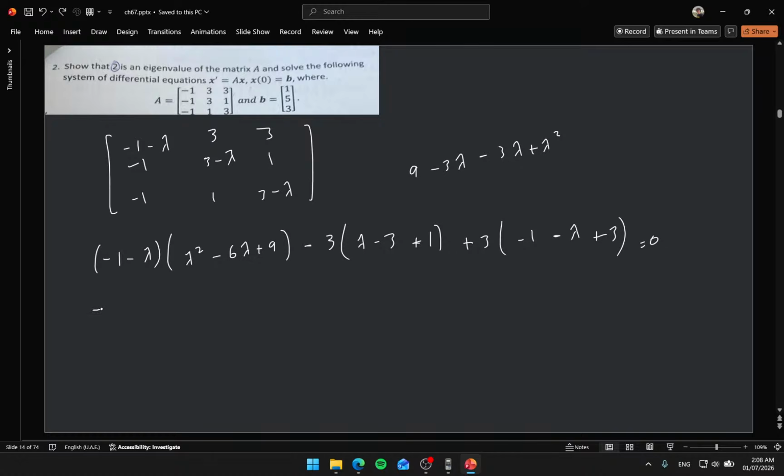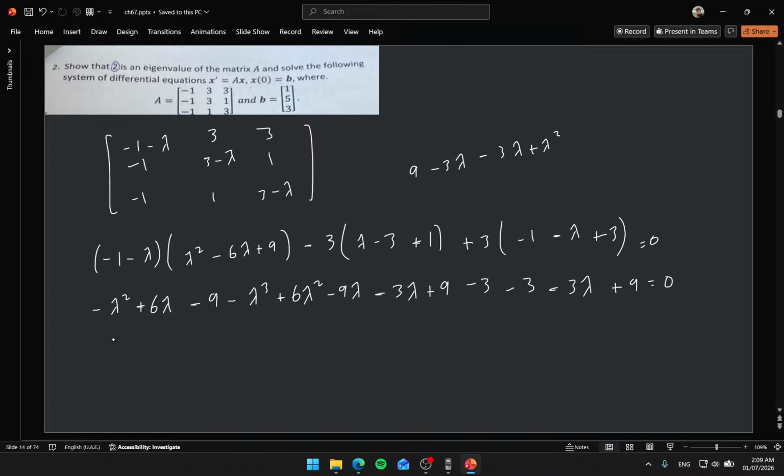Negative lambda squared minus 6 lambda minus lambda squared plus 6 lambda minus 9 minus lambda cubed plus 6 lambda squared minus 9 lambda plus minus 3 lambda plus 9 minus 3 minus 3 minus 3 lambda plus 9 equals 0.